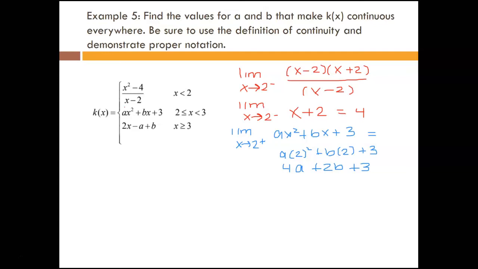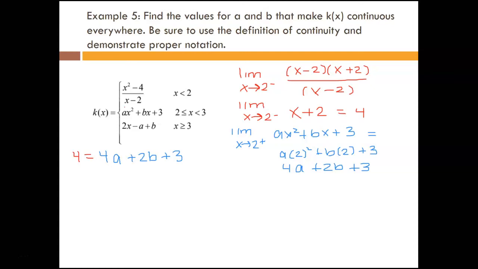Again, in order for something to be continuous, the left-hand limit has to equal the right-hand limit, which has to equal the function value. So that means that 4 has to equal 4a plus 2b plus 3. Well, that's not exactly something I can solve for yet. So let's try taking the second limits.